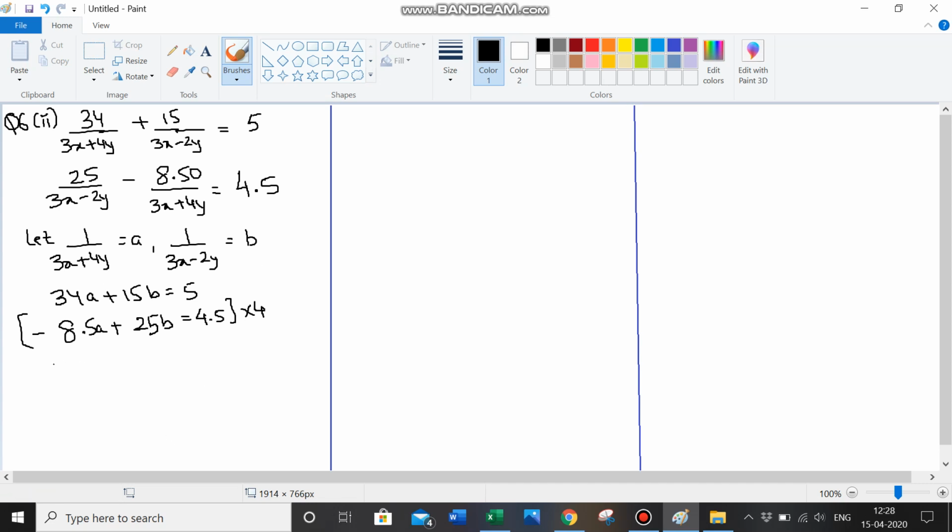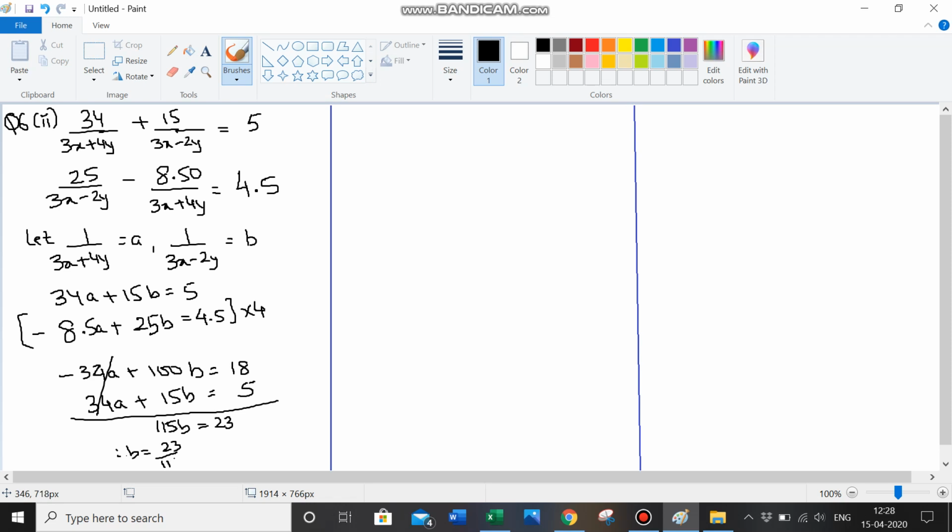So my second equation becomes negative 8.5 into 4. That's negative 34a plus 4 into 25, that's 100b is equal to 16 plus 2, 18, and this equation 1 is 34a plus 15b is equal to 5. Let's add. This becomes 115b is equal to 23. Therefore b is equal to 23 upon 115 is equal to 1 upon 5.